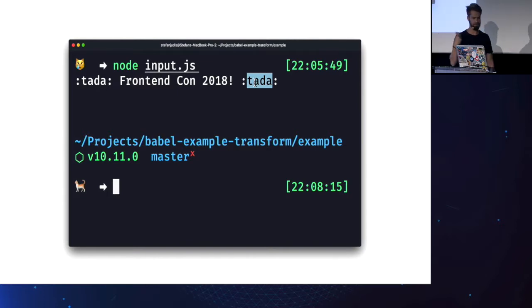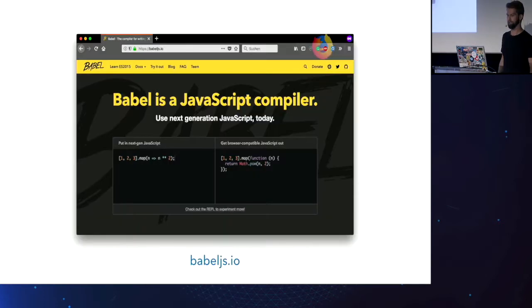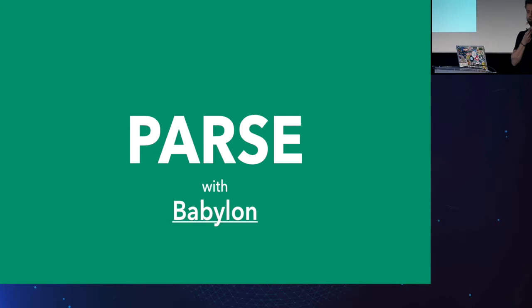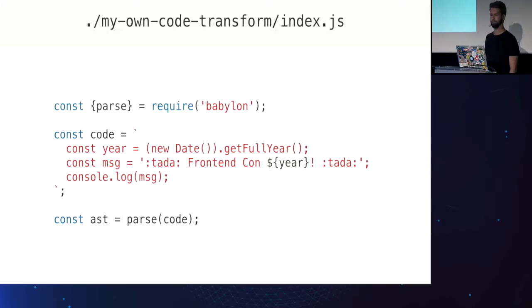So what I did first is that I wrote myself my own BABEL transformation. In case you don't know, BABEL is this huge thing which is massively included in our ecosystem. And how could we now make colon, tada, colon work in this ecosystem? First we would have to parse it with a tool that is called Babylon.